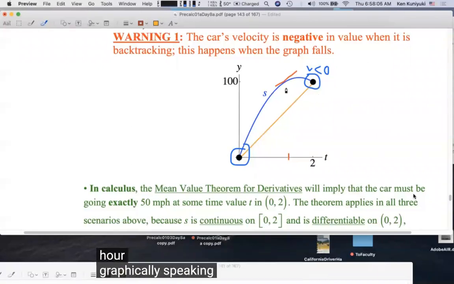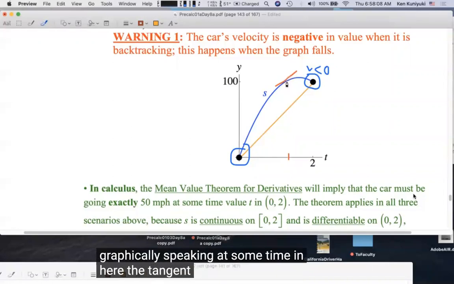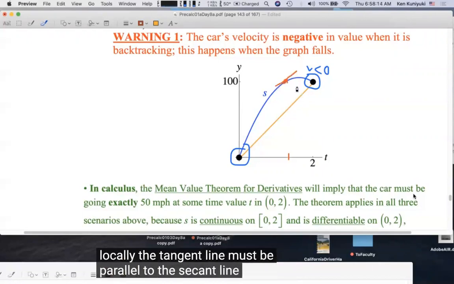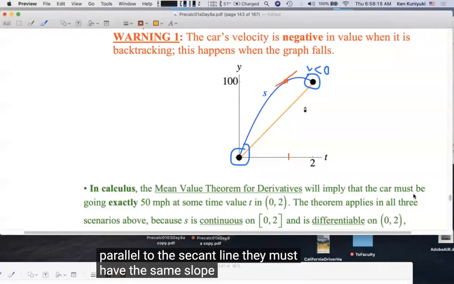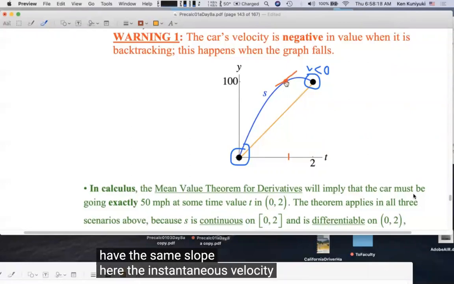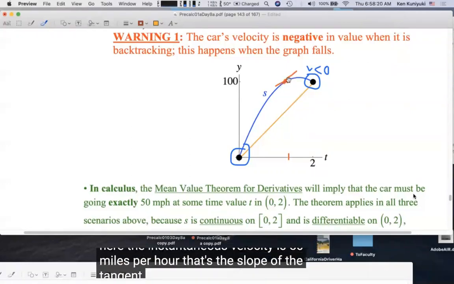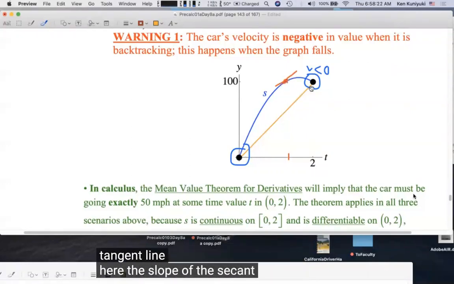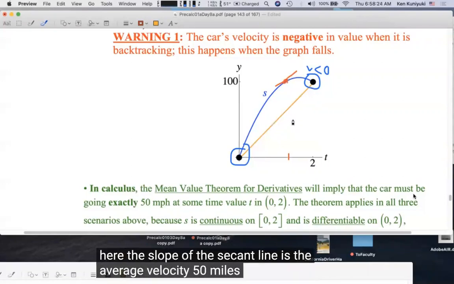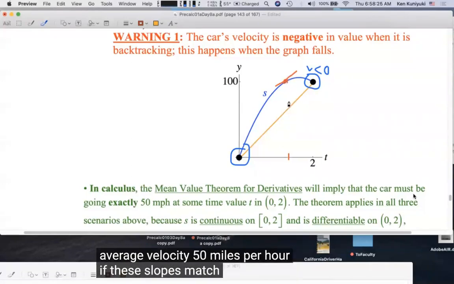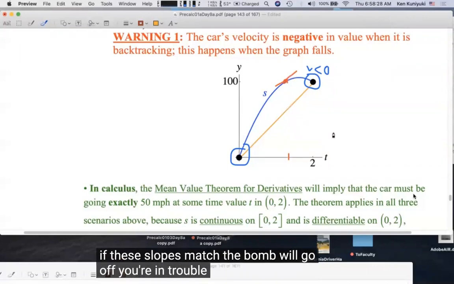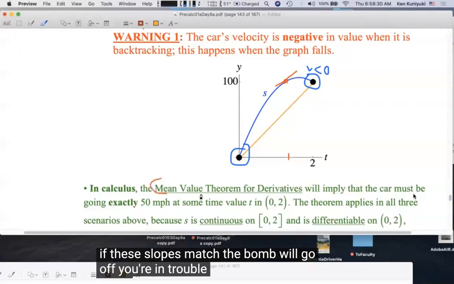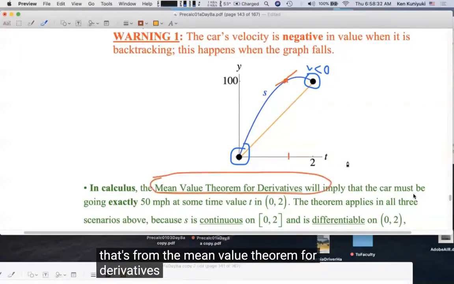Graphically speaking, at some time in here, the tangent line, this line that models the graph locally, must be parallel to the secant line. They must have the same slope. Here, the instantaneous velocity is 50 miles per hour. That's the slope of the tangent line. Here, the slope of the secant line is the average velocity, 50 miles per hour. If these slopes match, the bomb will go off, you're in trouble. That's from the mean value theorem for derivatives.